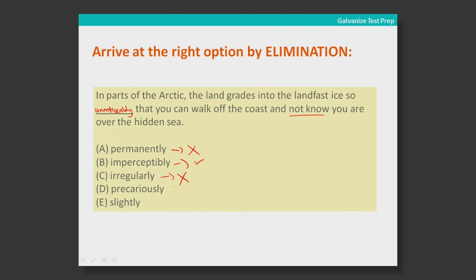Precariously. Now, for those of you who may not have worked on your vocabulary prep or haven't encountered this word before, precarious means something that's balanced in a dangerous way. It's in a dangerous position, like it's going to give any minute.